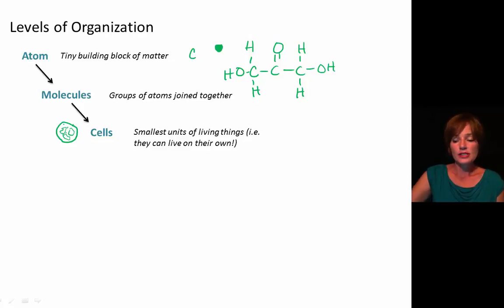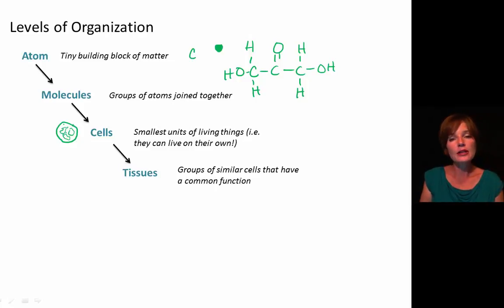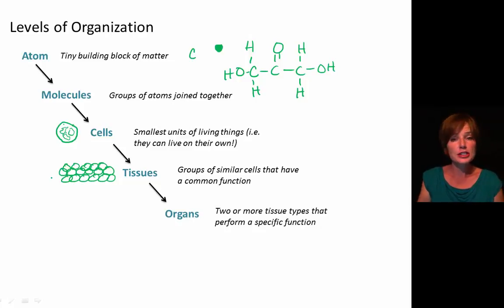If we take a bunch of cells and we put them together, they can form what's called a tissue. Tissue is going to be groups of similar cells that have a common function. So these similar cells might come together and look something like this. This might be a tissue. These cells are all looking pretty similar to each other, and they are going to be, again, working towards a common function.